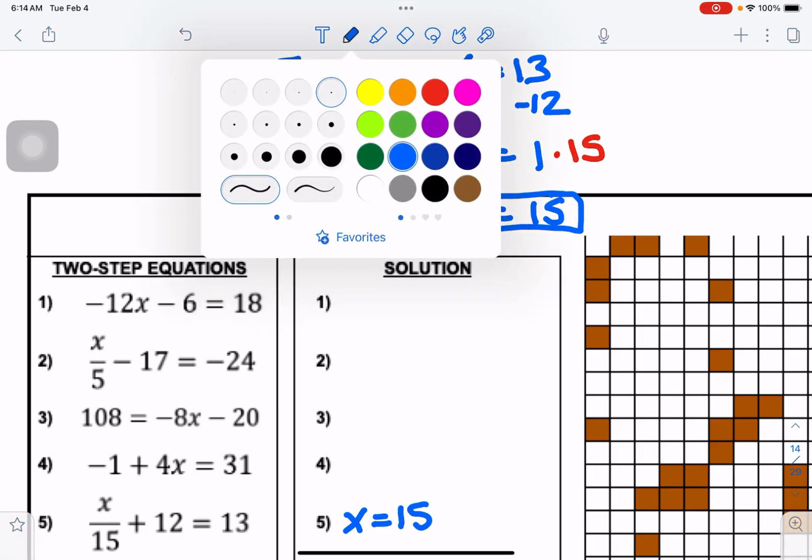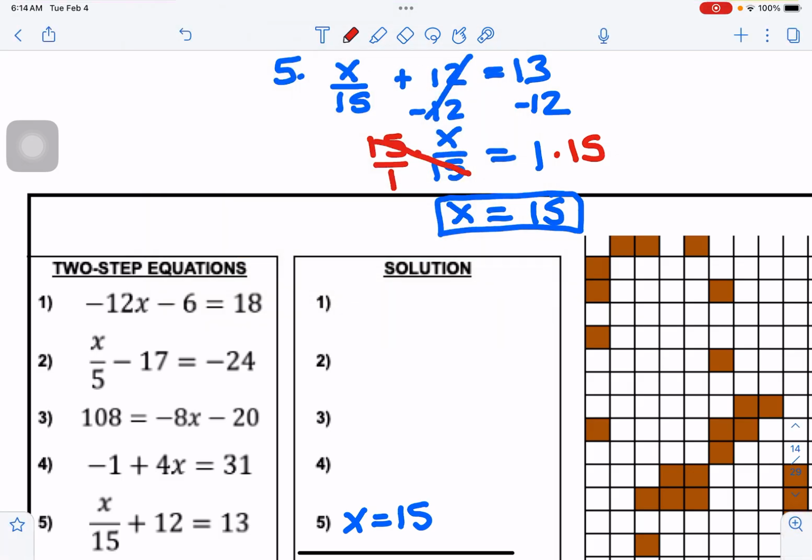You can use the pixel art to check, but I do want you to write out how you check a problem. So in this case, remember that means that I take the 15 and I put it back into the problem for x. So I would have 15 over 15 plus 12. And if that gave me 13, then I know that my answer is correct. Be sure to skip spaces in your work and make it neat and organized. Ultimately, it will be the work that I look for completion, not the picture on the pixel art.